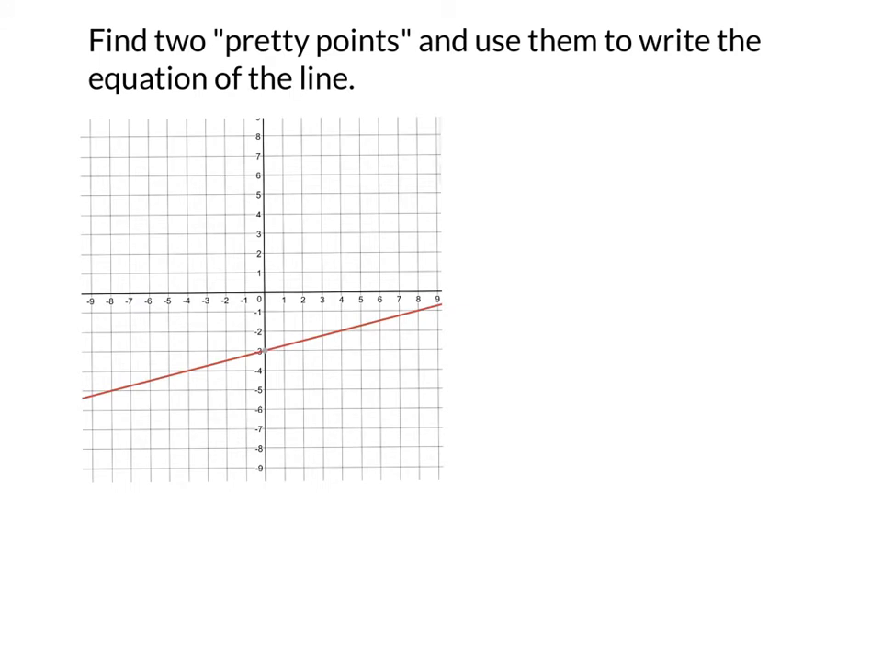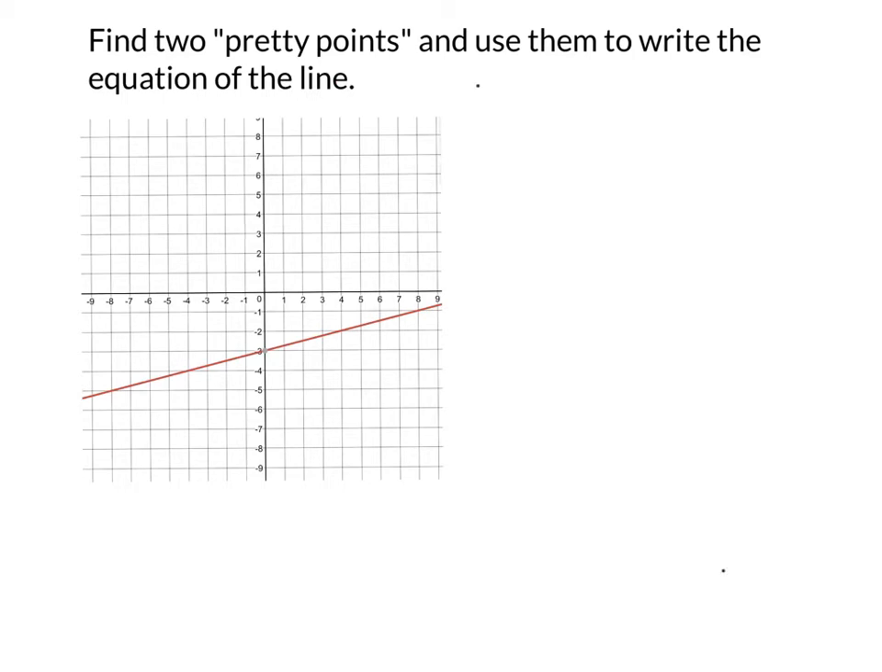This is another example of the kind of problem you'll see on your summer assignment. In this problem, you're given the graph of a line and asked to write its equation. So what we're going to do is find what we call two pretty points. Those are points whose coordinates are integers, and they're really easy to read. Then use those 2 points to write the equation of the line, again in two different forms.